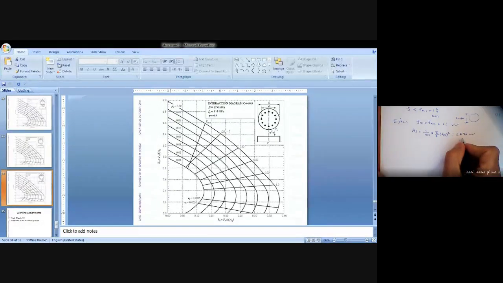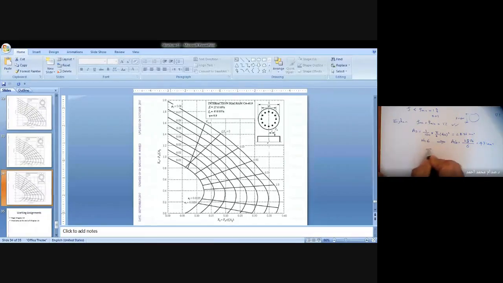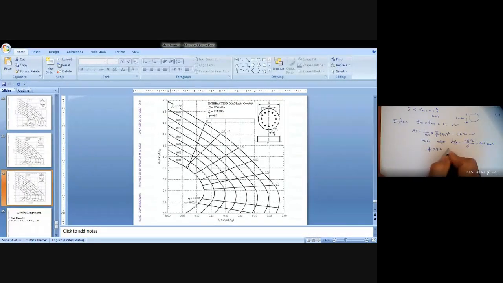Okay, in this case, how many bars do I have if I'm using six bars? What's the diameter of the bars? So AS per bar will be 2826 divided by six, the area over the number of bars, which gives 471. So the diameter of the bar is how much? 24. I can go for this, but this is over design.